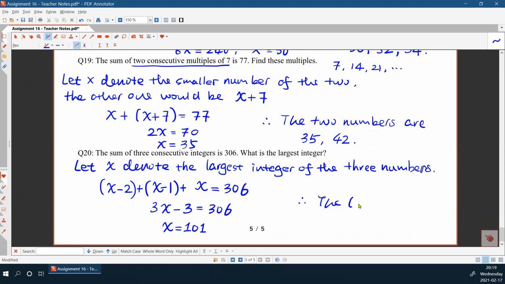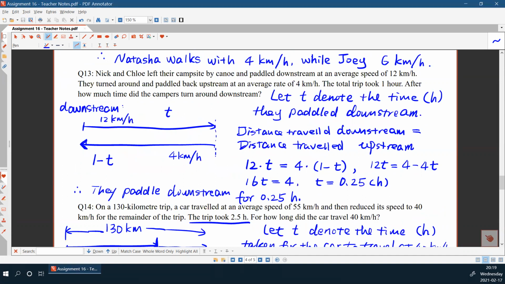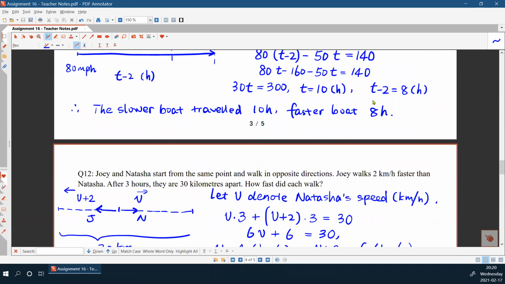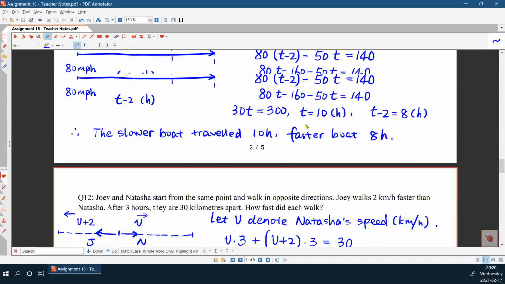So we can make the conclusion. So the largest integer of the three is 101, correct? Okay, so these are the solutions to the problems here. Okay, have a look at these. If you have any questions, let me know, okay? And please do remember to put any errors you feel worthy onto your error book.